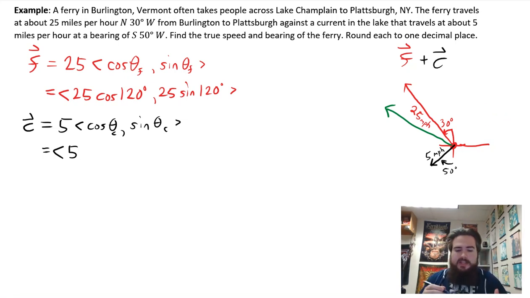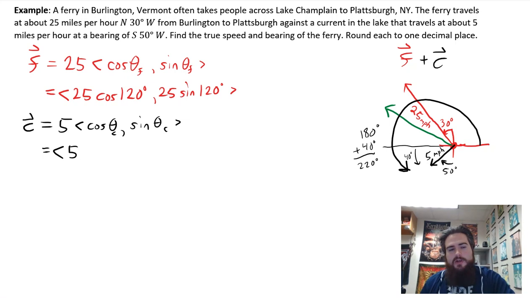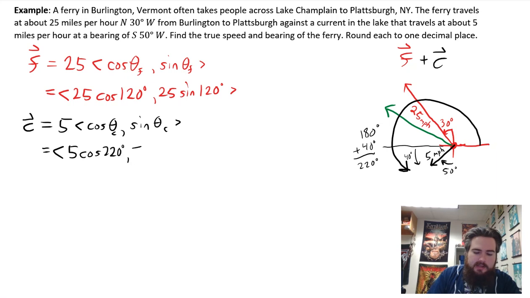In my picture over there, the standard position angle would be from the positive x-axis, rotating counterclockwise here, towards where the vector of C lies in quadrant 3. Well, that means that we are rotating a full 180 degrees plus an additional complement of 50, which would be 40 degrees. 180 plus 40 would give us 220 degrees as a standard position angle. So that would be now 5 cosine of 220 degrees and 5 sine of 220 degrees.